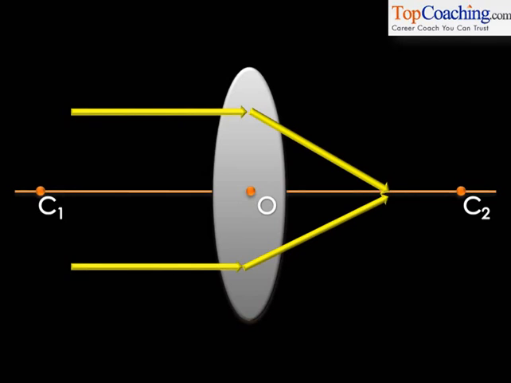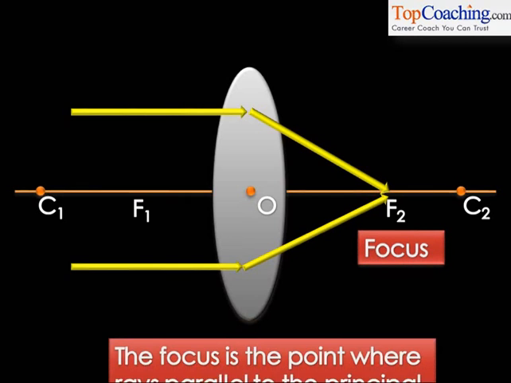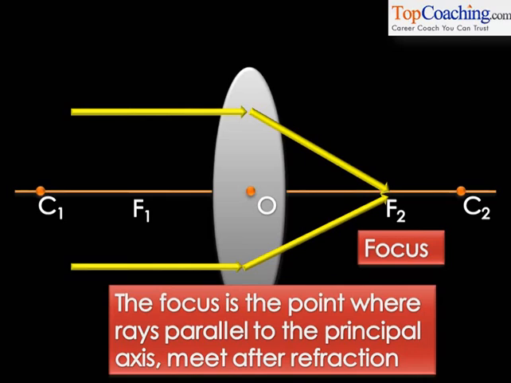Here you can see two rays which are parallel to the principal axis coming from the left and meeting at a point on the right. Even if there were 5 rays or 10 rays, they would still meet at the same point. The point at which the rays parallel to the principal axis meet after refraction through the lens is called the focus of the lens. Understood? It is the point where rays parallel to the principal axis meet after refraction in the case of a convex lens. So this is how the focus of a convex lens is defined.